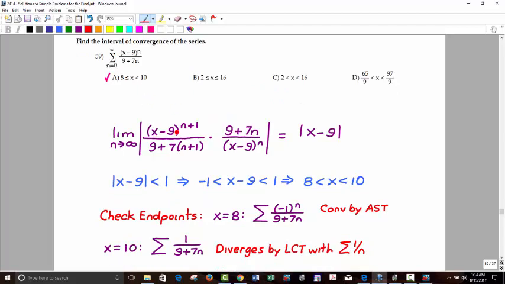So I have (x minus 9)^(n+1) over 9 plus 7 times (n+1), multiplied by the reciprocal of the original function. So basically you have a 7n and a 7n, that'll go to 1 as n goes to infinity. And then this will reduce to x minus 9. So you have the absolute value of x minus 9.